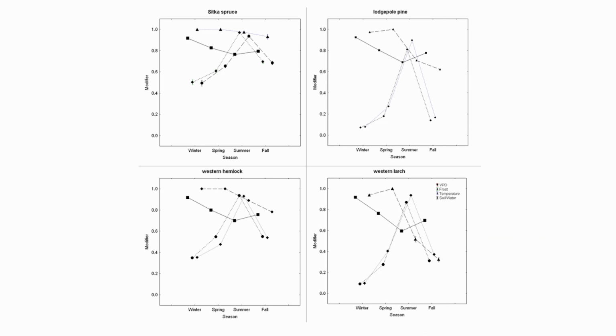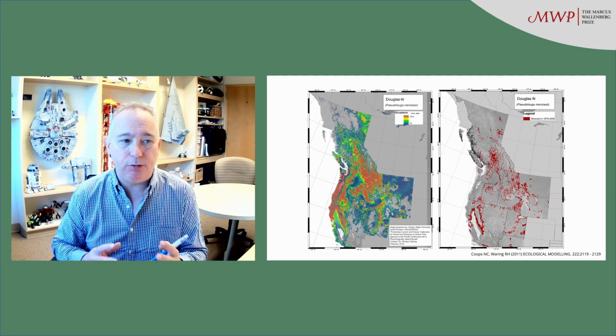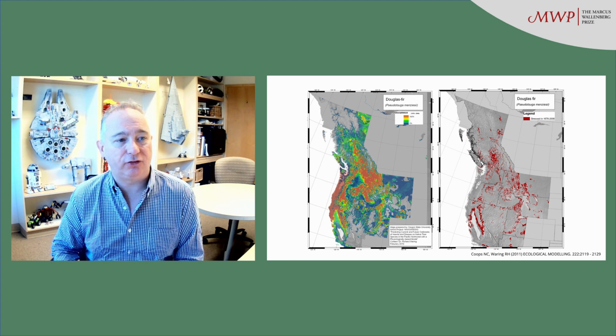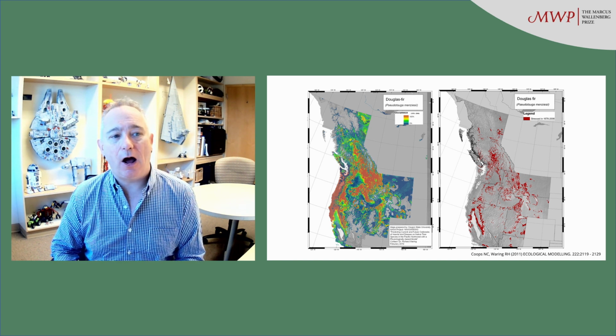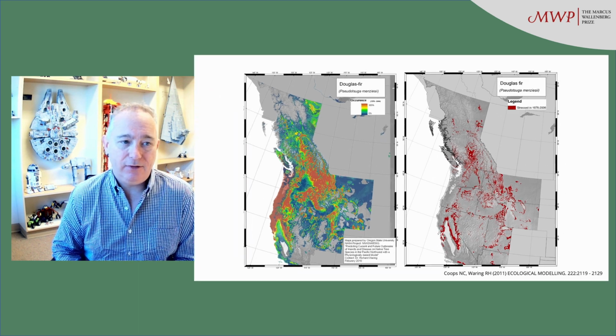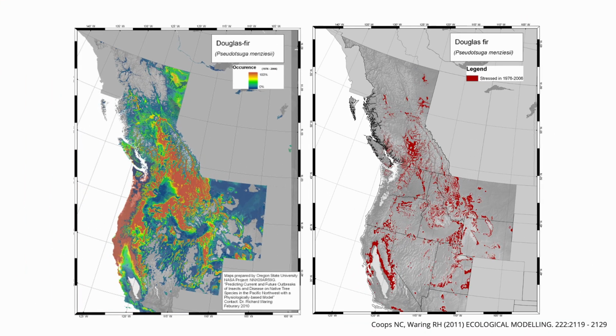So here you can see on the x-axis the seasons of the year, and on the y-axis the impact of the modifiers, where 1 indicates there's not much impact, 0 indicating there's very significant impact leading to shutdown in growth. Different species, for example, Sitka spruce, lodgepole pine, western hemlock, and western larch, respond differently to these modifiers. So as a result, we're able to go away and plot how these species are responding in their environment over long-term periods of time. In this case, for 30 years from 1976 to 2006.